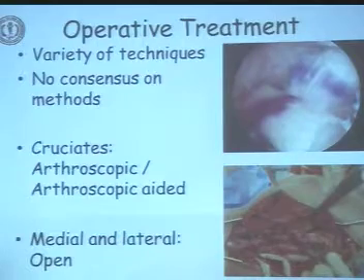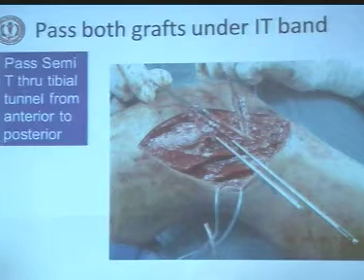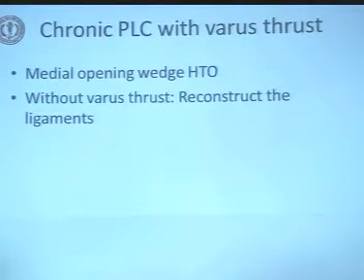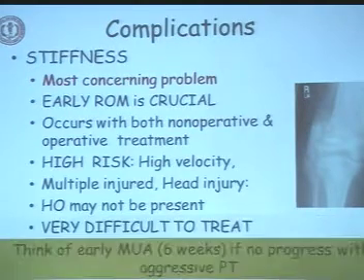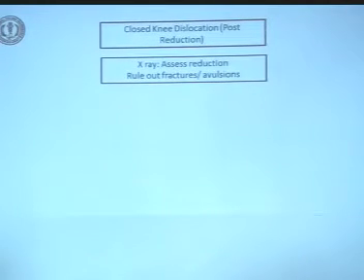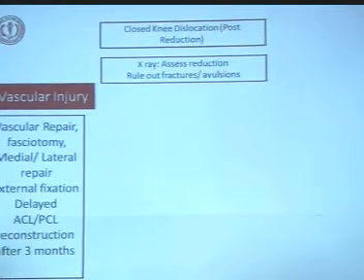If there is a fracture dislocation, you reduce and fix the fracture and repair the peripheral ligaments and go for the reconstructions at a later stage. So complications can be stiffness or instability, compartment syndrome, and this is the algorithm, just half a minute. Closed knee dislocation, post-reduction, X-ray shows there is a reduction, and there is associated vascular injury, go for vascular repair along with the peripheral ligament repair.